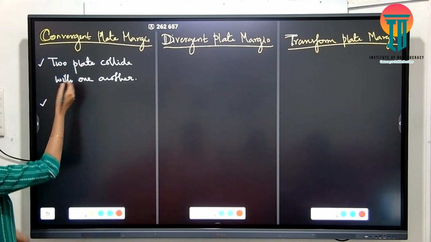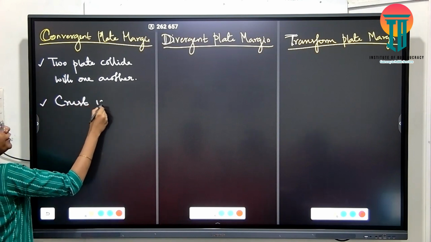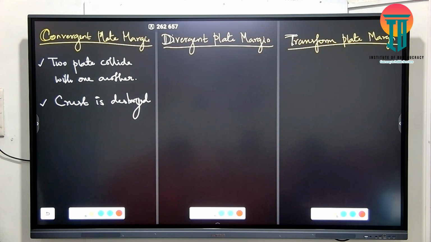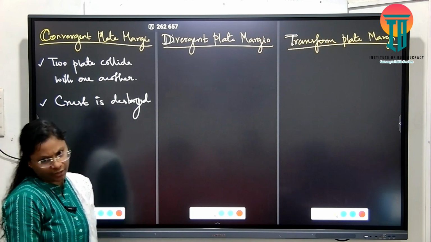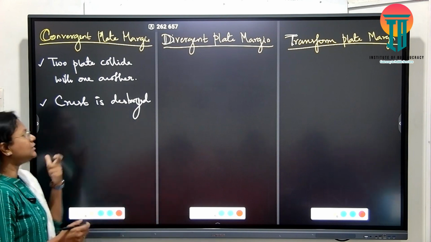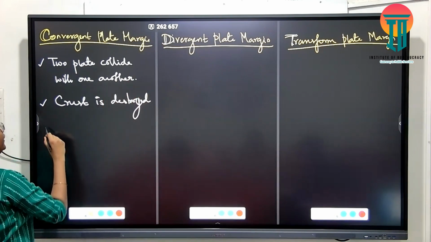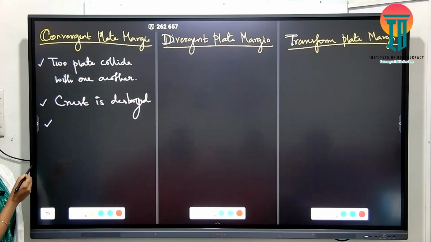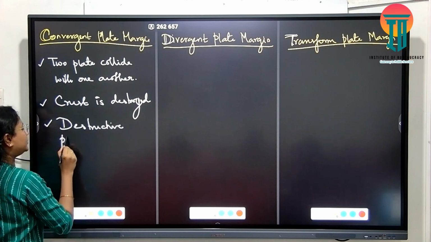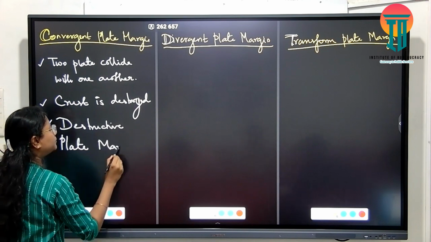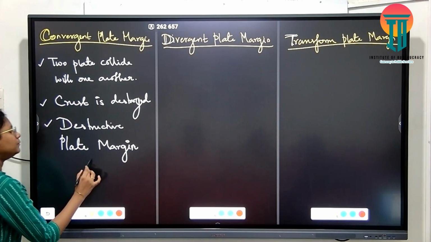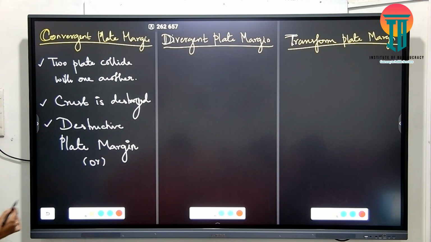So this is where the crust is destroyed. So the crust is destroyed along your convergent plate margin. So the crust is destroyed. Since the crust is destroyed, convergent plate margin is also known as destructive plate margin, or consuming plate margin.